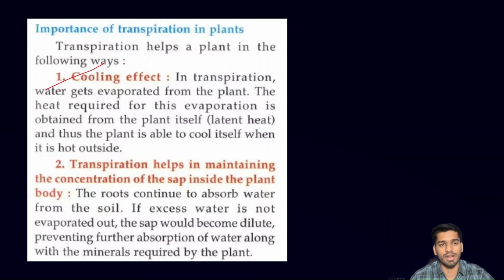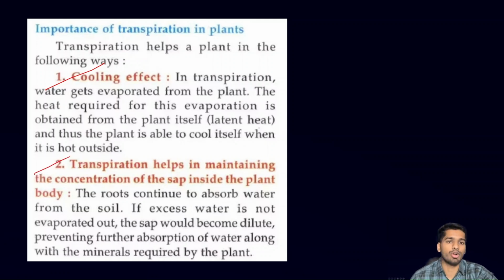The first importance is the cooling effect. It is very logical, very easy to understand. We know water vapors are formed. To form these water vapors, that is with the help of transpiration, we need heat. Now, this heat is taken from the plant itself. The plant body will be very hot. So what are we going to do? We are going to use this heat from the plant to convert this water into water vapor. So when this heat is used from the plant, what is going to happen? The plant is going to see a cooling effect. So that is the first importance of transpiration in plant.